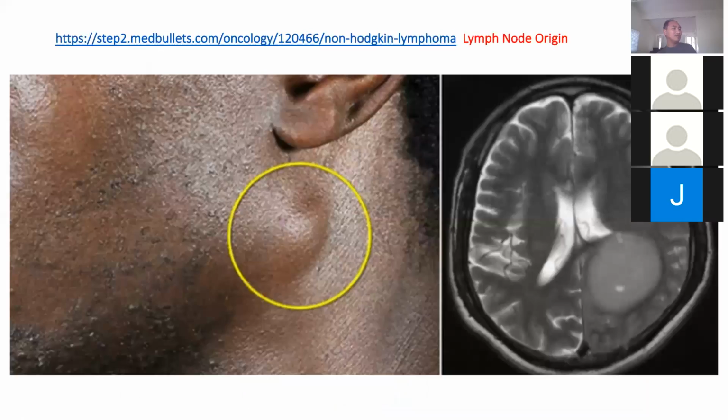Okay, if we see enlarged superficial cervical lymph nodes in the neck, then we need to check the head and neck. In this patient, he has a tumor inside the left hemisphere. So if we see something in the lymph node, just check it properly.